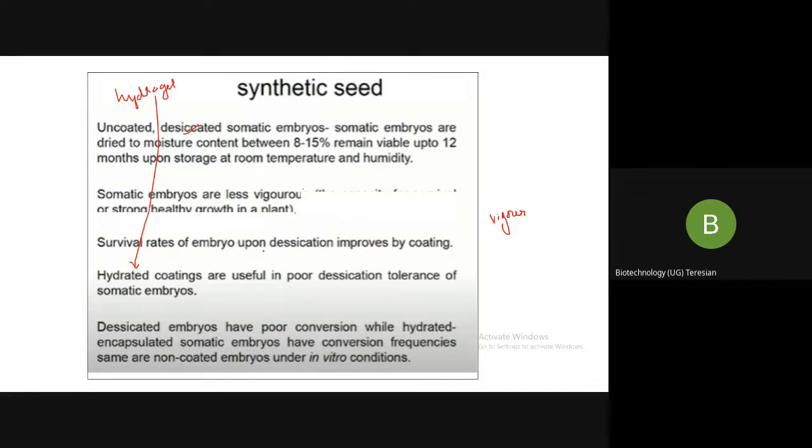The survival rate of the embryo upon desiccation improves by coating. That is, when you dry your embryo and then go for coating, the survival rate is good. Hydrated coatings are useful when the desiccation tolerance of somatic embryos is poor. Suppose your embryo cannot withstand the desiccation or drying condition, then you should go for the hydrated method, the hydrogels. These hydrated coatings are generally hydrogels.